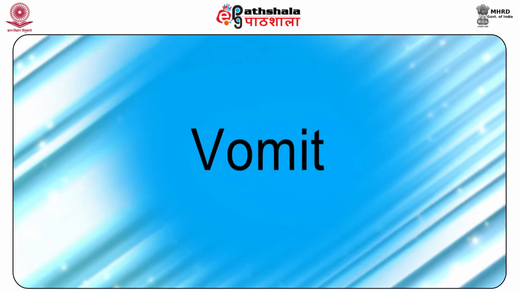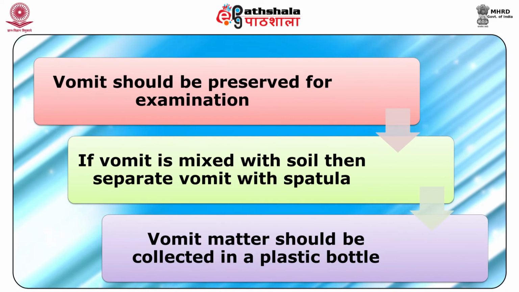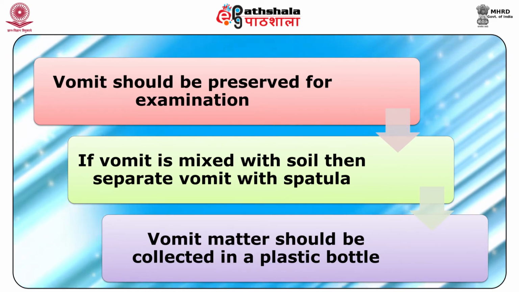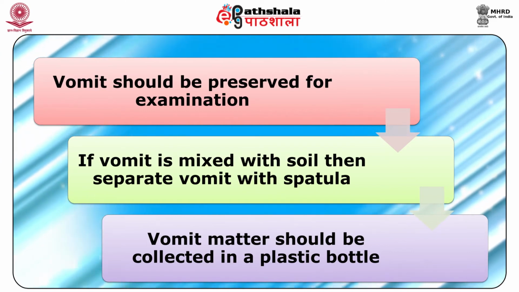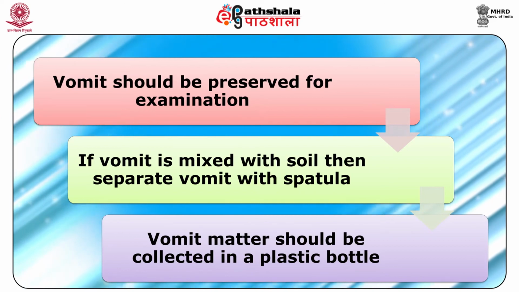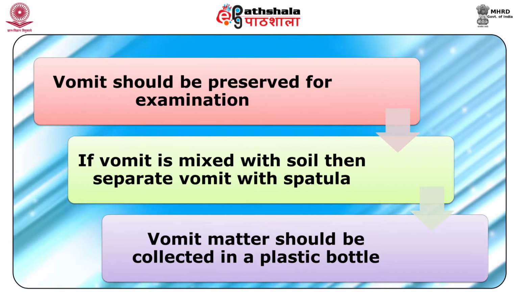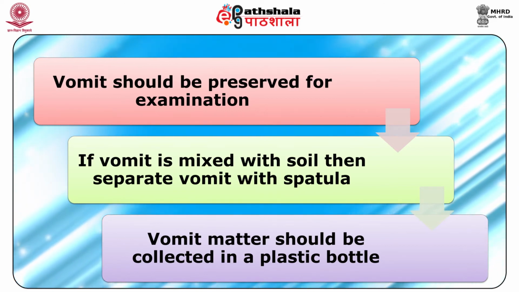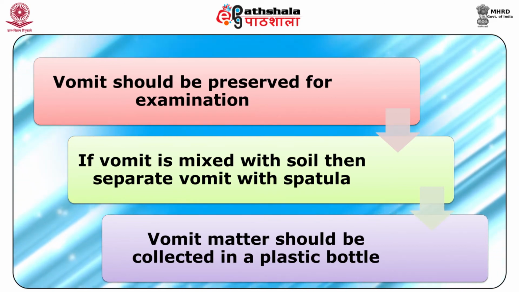Next we have vomit. If vomit matter is present at the crime scene, then preservation of it should also be done. If vomit is mixed with soil, then the vomit is preserved as it is with the help of a spatula. Vomit matter is collected in a plastic bottle with suitable things after wearing gloves.